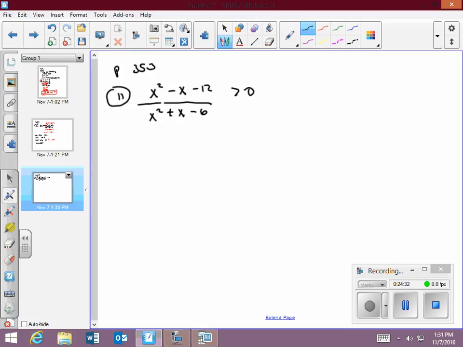Now we're going to use what method to solve it? Critical values, right? It's going to be the critical value method. So we're going to factor the numerators and denominators, set them equal to 0, and then have critical values, and then do that plus minus thing. Does everyone see?